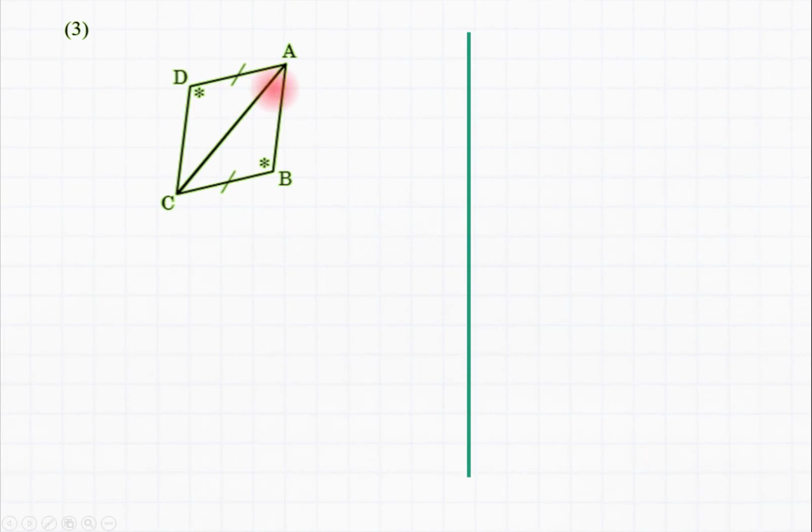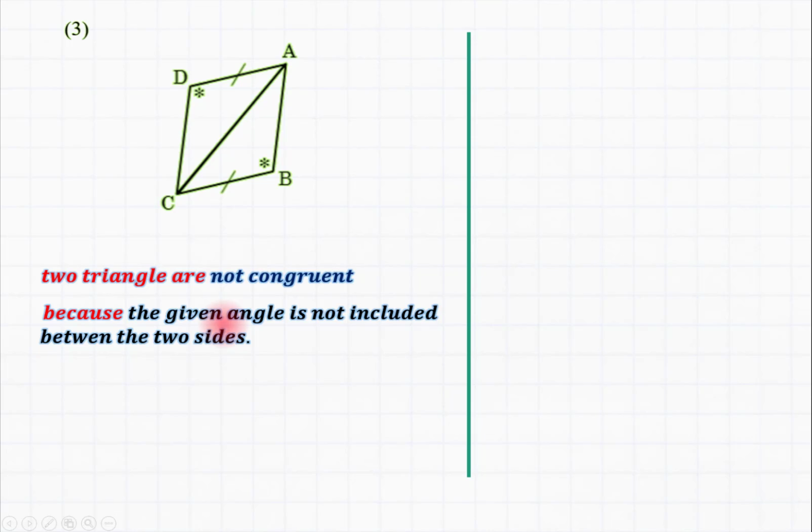Number 3, we have two triangles, ABC and ADC. In these two triangles, AC is the common side and the length of AD equals the length of BC, but we don't have the included angle between these two sides. Then these two triangles are not congruent because the given angles, angle B and angle D, are not the included angle between the given sides.